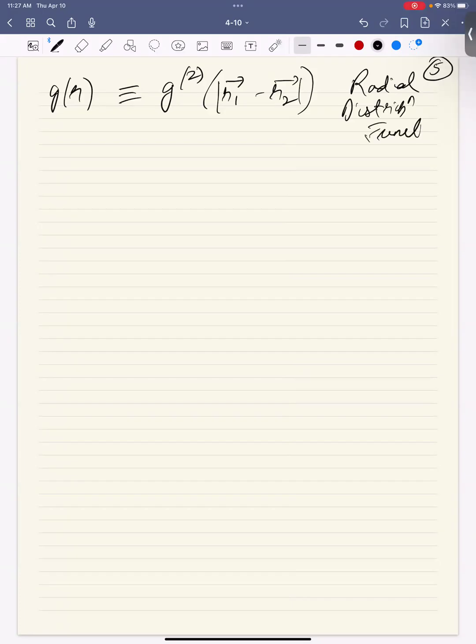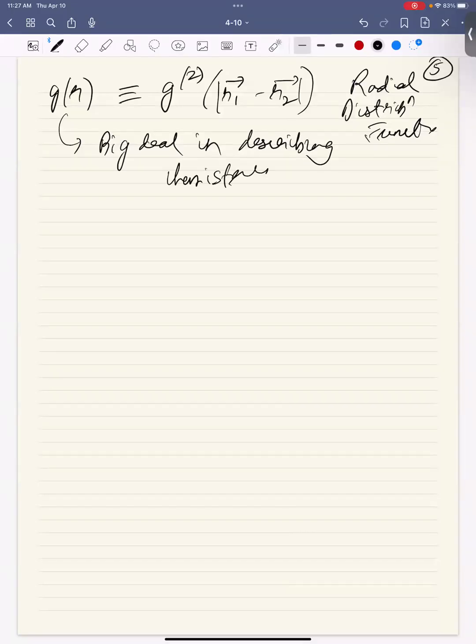And this thing is a big deal in describing, well, chemistry of anything, proteins, RNA, water, anything you want. G of R is really, really critical. So we are going to spend some time trying to understand what G of R is. In order to do that, I'm going to make a claim. I will make this claim and then I will prove it. And to prove this claim, I'm going to use Bayes' theorem today.